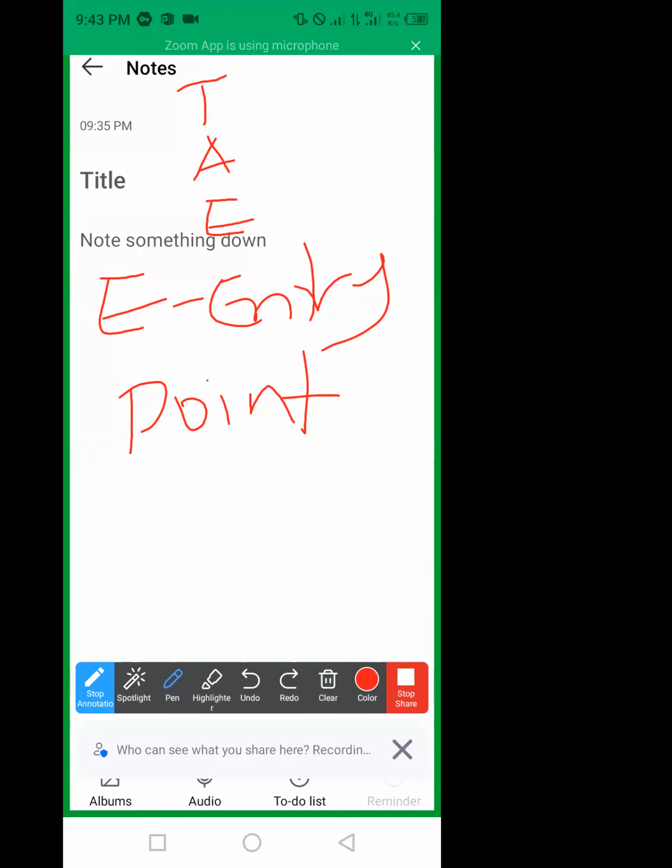It is always important to find out the perfect entry point. Have we understood TAE? T is trend, A is area of focus, and E is entry point. I repeat, when you are going to trade, have in mind the TAE.